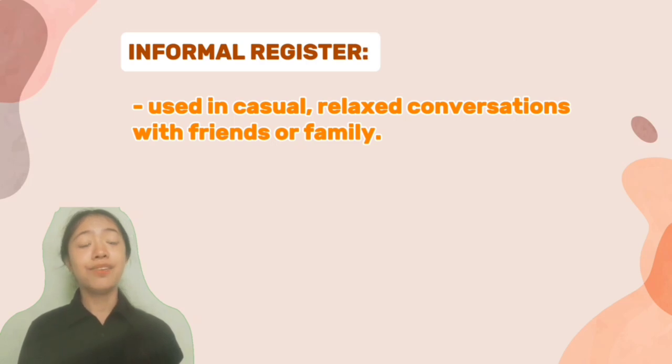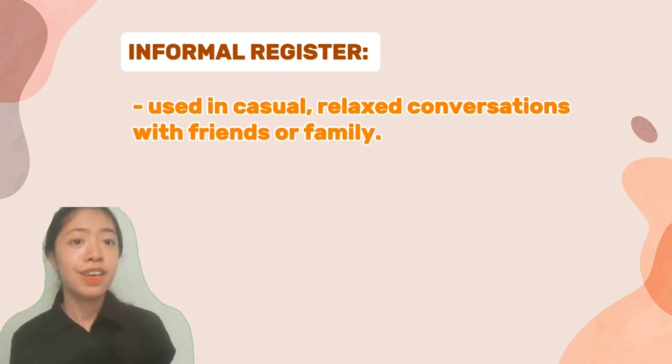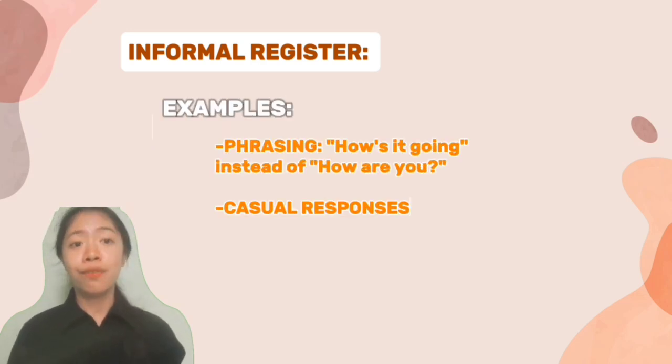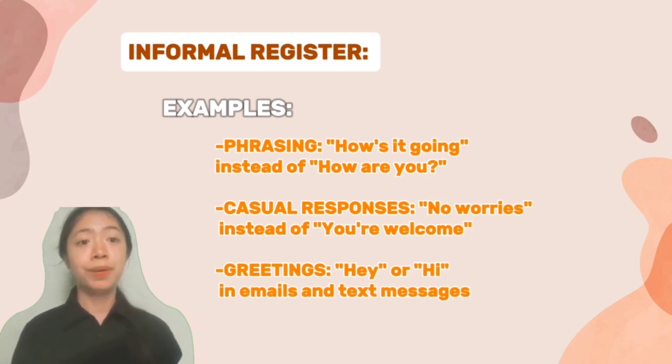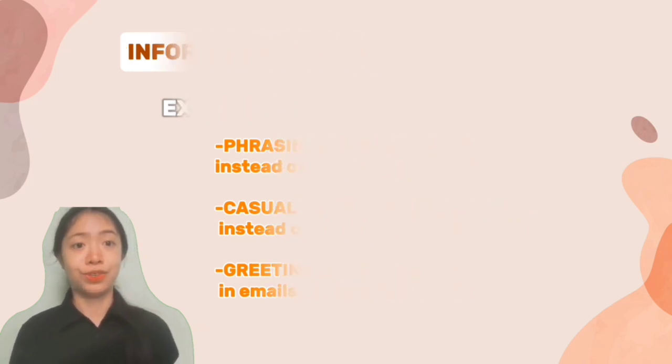On the other hand, informal register is used in casual, relaxed conversations with family or friends. Here are some examples of informal registers. Paraphrasing, like "how's it going" instead of "how are you." Another example is casual responses, like "no worries" instead of "you're welcome," and greetings like "hey" or "hi" in emails and text messages. So that is informal register.